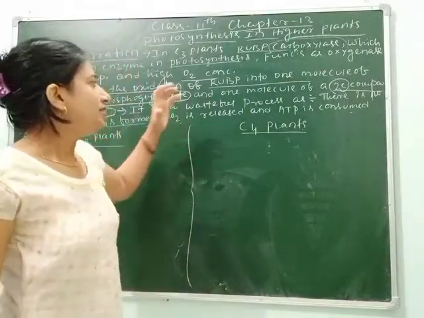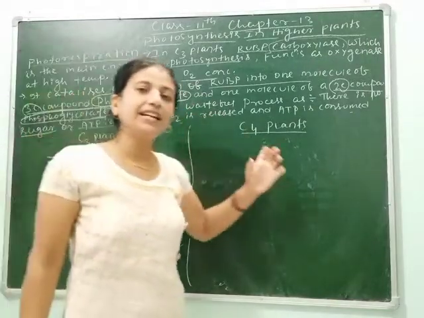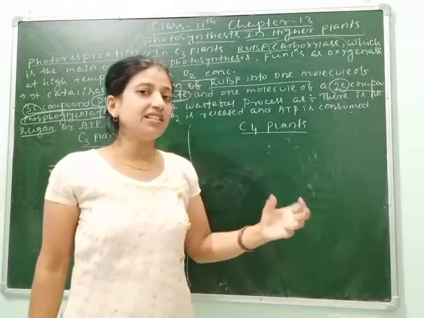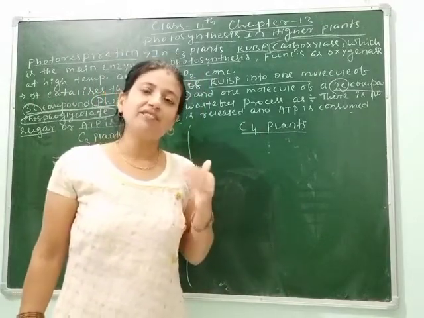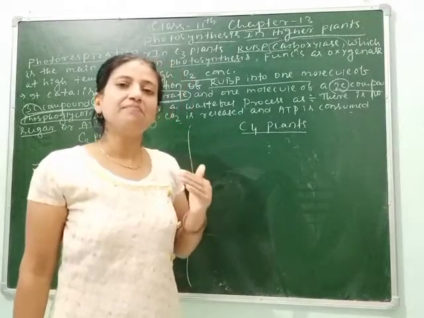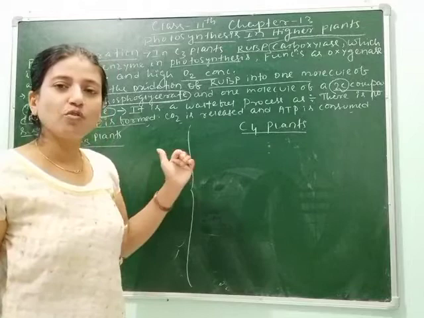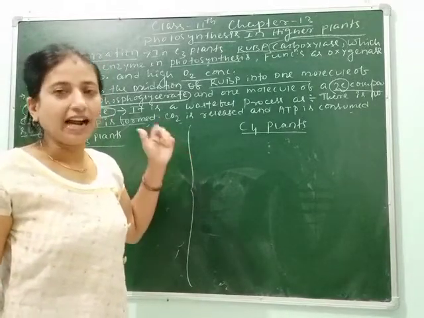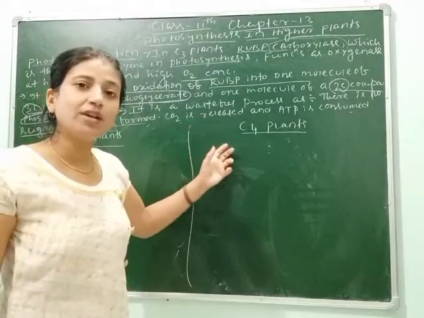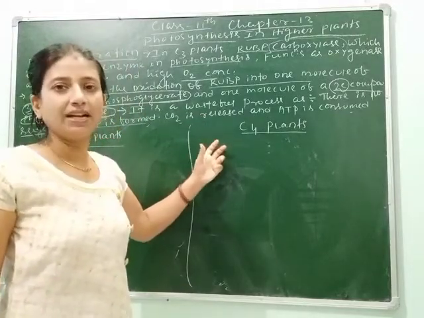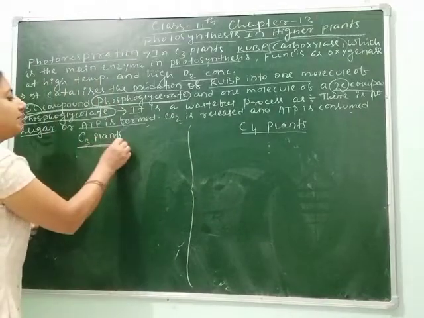Clear? So in this process we can say carbon dioxide is released and ATP is utilized, due to which photorespiration is a wasteful process in many of the plants. So which type of plants show photorespiration? C3. And which type of plant does not show photorespiration? C4. That's why the productivity of C4 plants is maximum when compared to C3 plants.